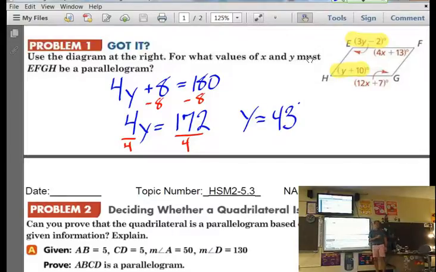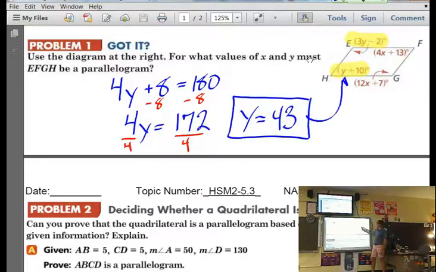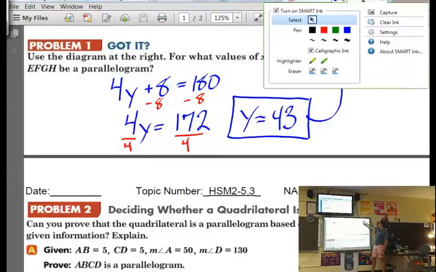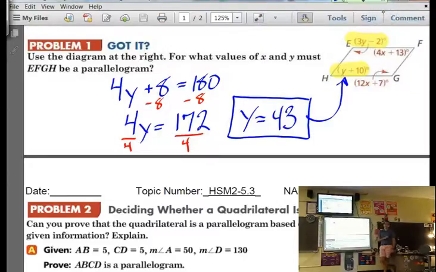Now, here's the thing that people always get confused on. Does 43 need an angle degree symbol? No. Why? Because it's going into a calculation that has the angle. It's not an angle measure, it's a variable value. So, since it goes into an angle measure, y itself does not need a degree symbol.